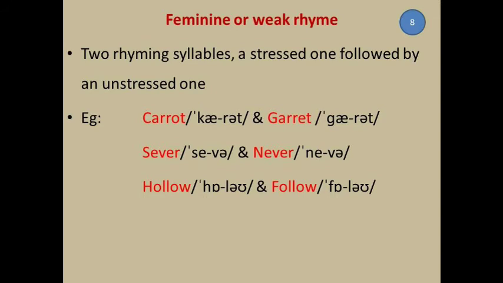Sever and never. In sever, we have 2 syllables. The first syllable is stressed and second syllable is unstressed. And in never also, we have 2 syllables. The first syllable is stressed and the second syllable is unstressed.